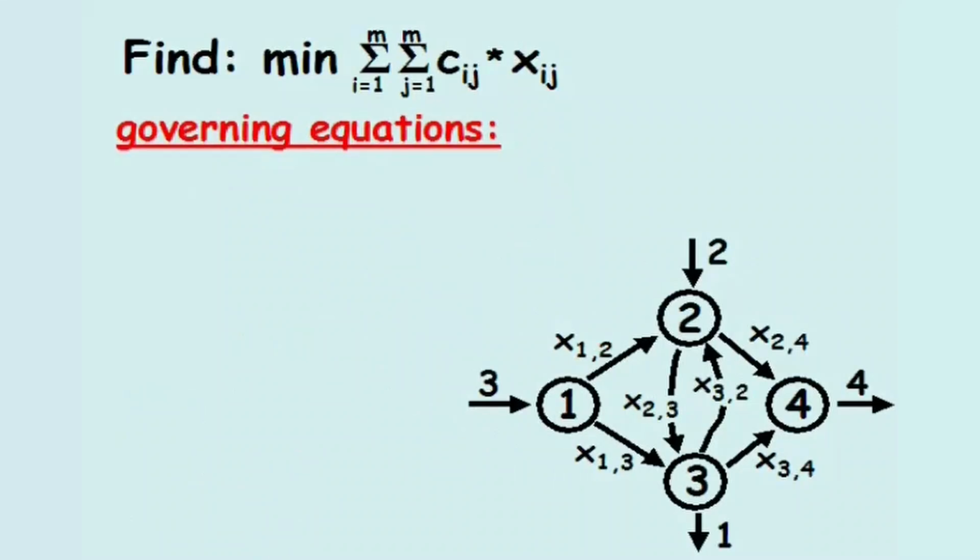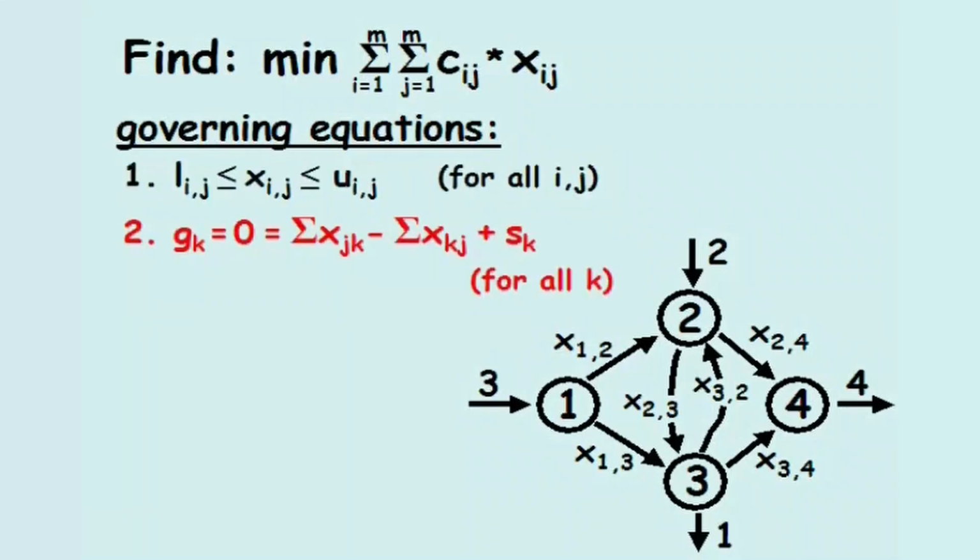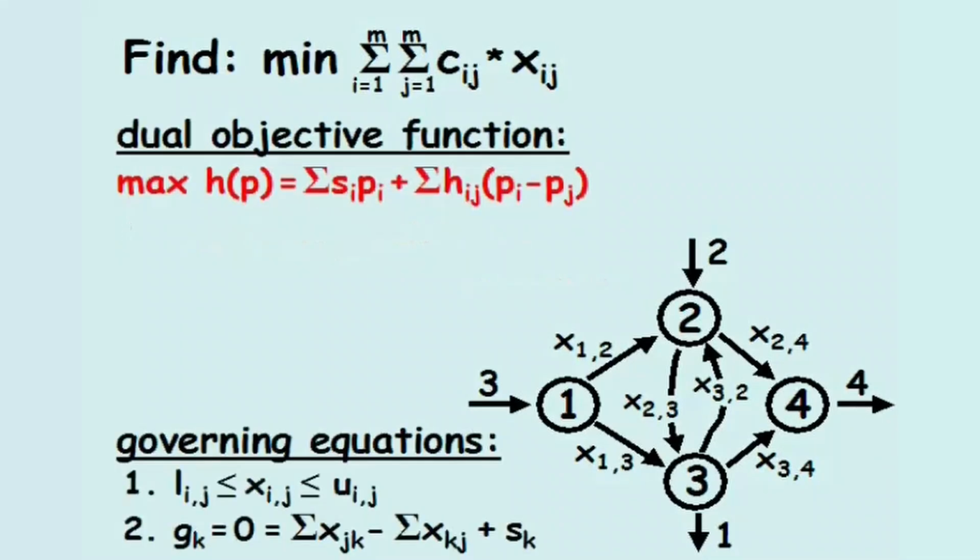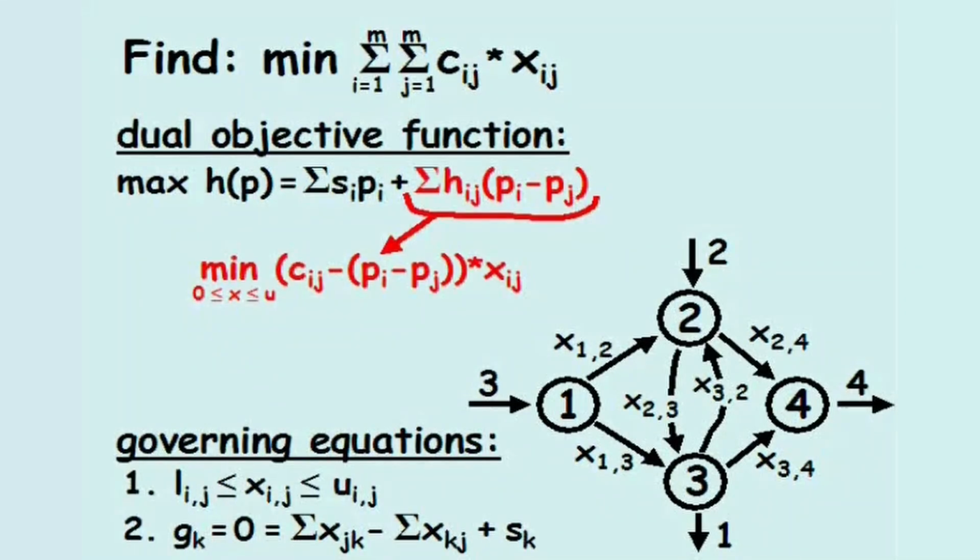Network flow problems are governed by 2 fundamental equations: the capacity constraint through each link, Xij, and the mass balance through each node, K. The dual objective function for this network is to maximize the sum product of all dual variables and node sources, plus the minimum of a function involving the link costs, dual variables, and link flows.